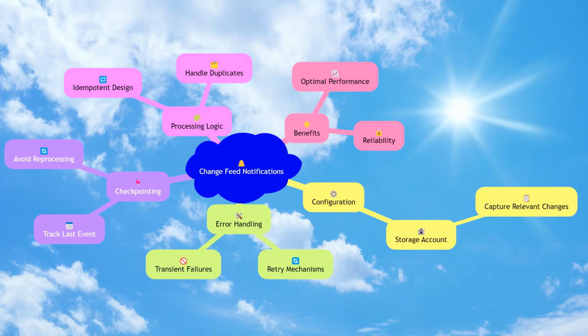When implementing change feed notifications, it is important to follow best practices to ensure optimal performance and reliability. Firstly, ensure that the storage account is properly configured to capture all relevant changes. Secondly, implement robust error handling and retry mechanisms to handle transient failures. Thirdly, maintain a checkpoint to track the last processed event and avoid reprocessing events. Lastly, design the processing logic to be idempotent to handle duplicate events gracefully. Following these best practices will help you build reliable and efficient applications using change feed notifications.